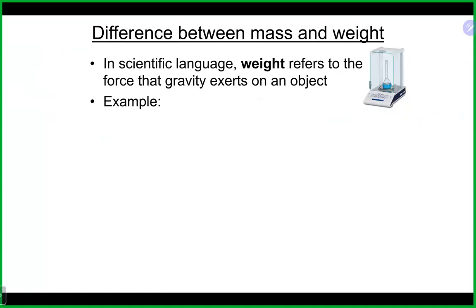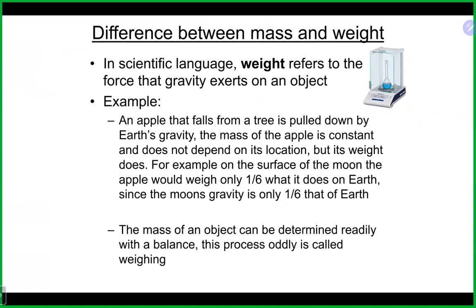Now, there is a difference between mass and weight, and it's important to recognize that difference. When we talk about weight, it refers to the force of gravity exerted on an object, but the mass is independent of the force of gravity. So your mass here and your mass on the moon will be the same. Your weight here and your weight on the moon will be different because the force of gravity is different there versus here.